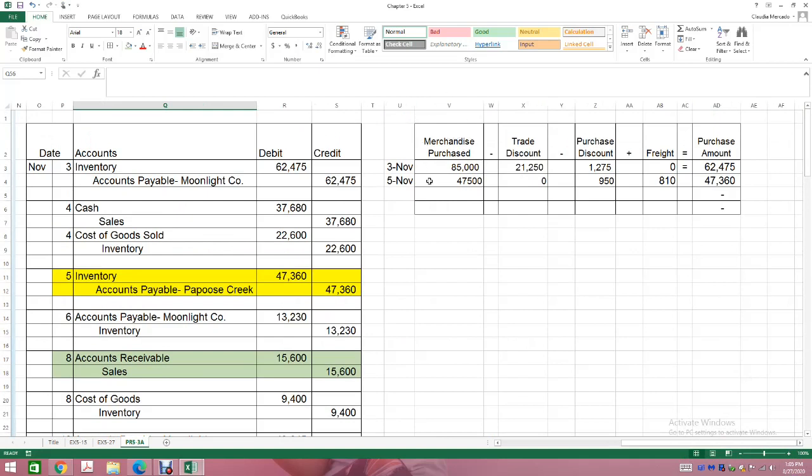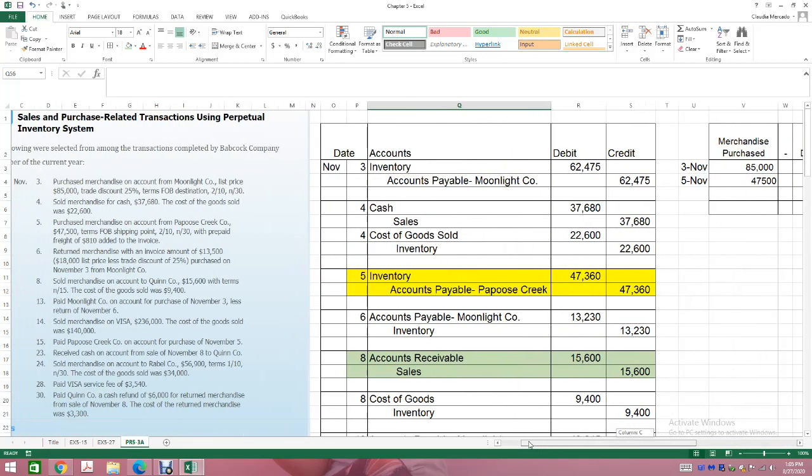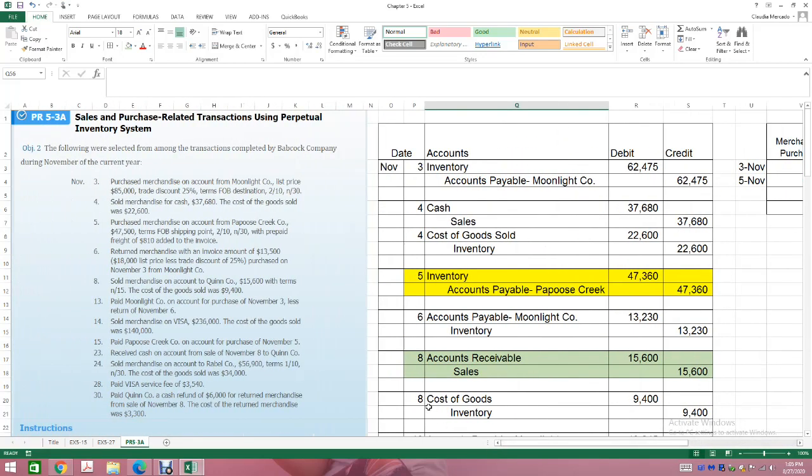Remember, you start off with the merchandise that you purchase. You subtract any trade discounts. You subtract any purchase discounts, and then you add your freight if you're liable for the freight. That's going to give you the amount that is owed. So that is all of the information that I have for the Chapter 5 lecture.